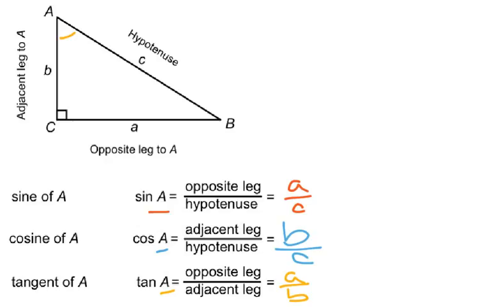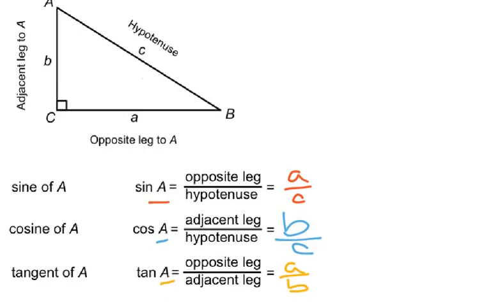Now the biggest thing to remember is that the ratio is all about what angle you're talking about. So it's not always going to be A over C for sine. It all depends on what angle you're going from. If I was looking for the sine of angle B, the opposite, notice, is B over the hypotenuse C. So again, it all depends on what angle you're going from.